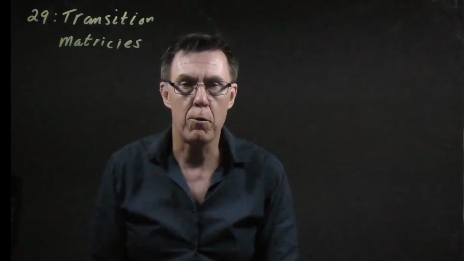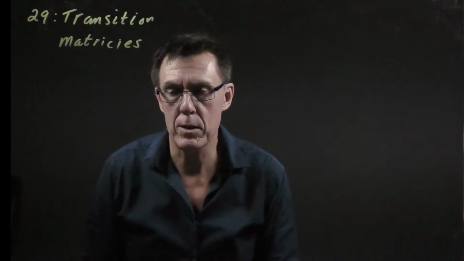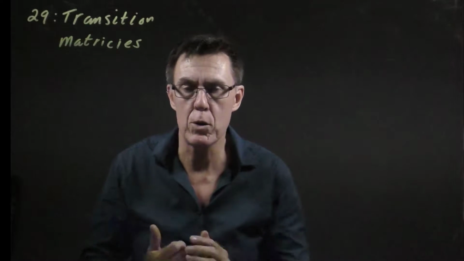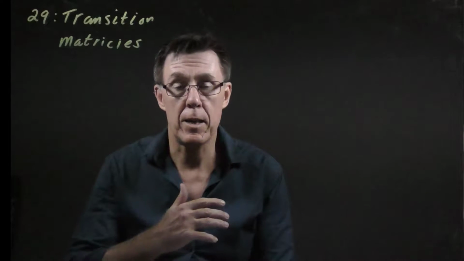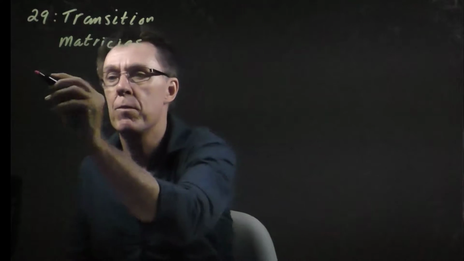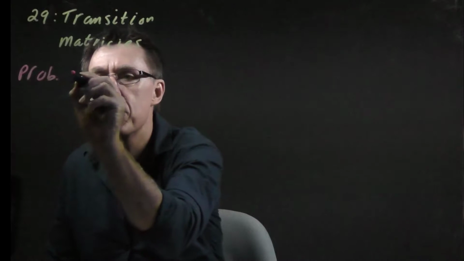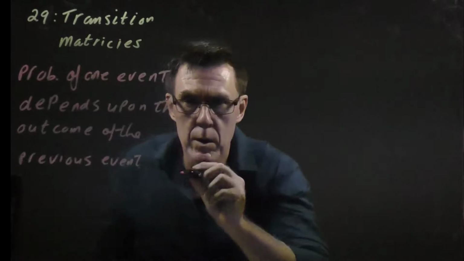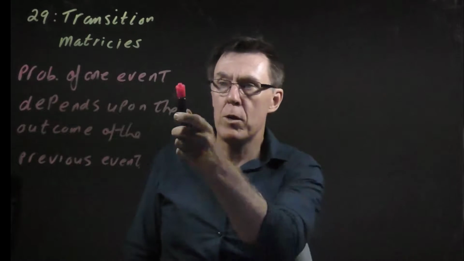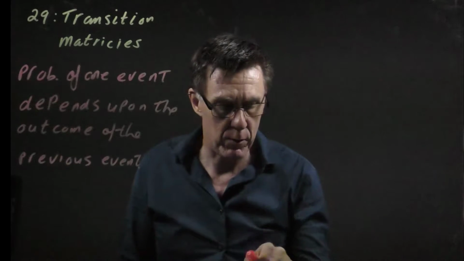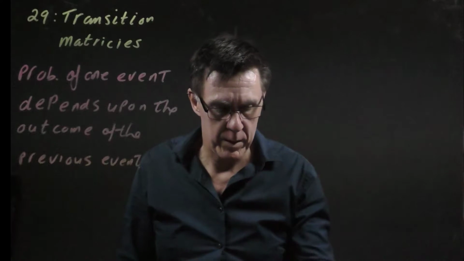Now, you're used to the idea of independent events from previous years. Toss a coin, the result of one coin toss does not affect the next coin toss. But sometimes you have situations where one probability affects the outcome of the next one. And we handle that with transition matrices. Transition matrices are used where the probability of one event depends upon the outcome of the previous event. Let's have a look at an example of that.